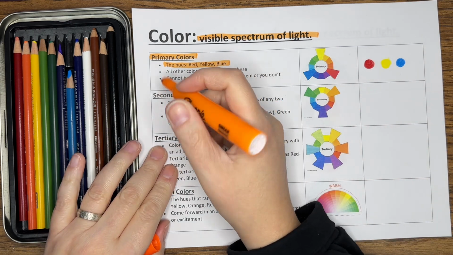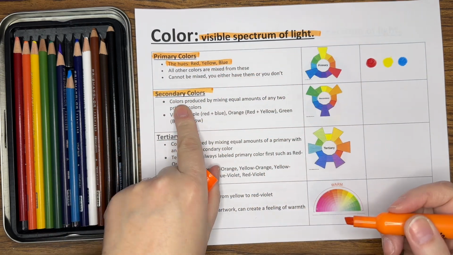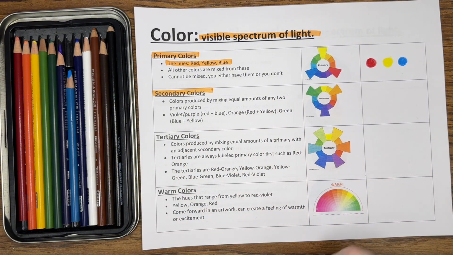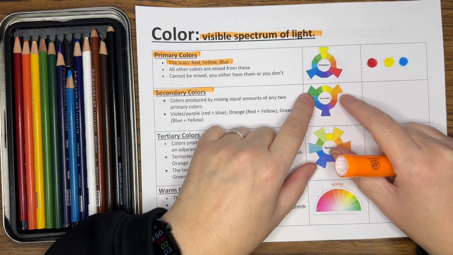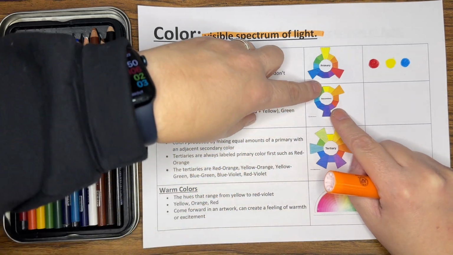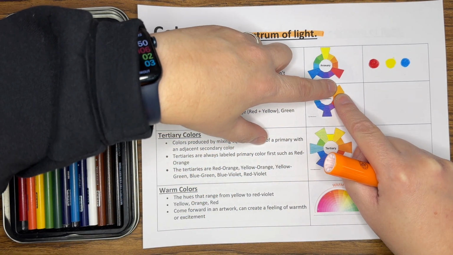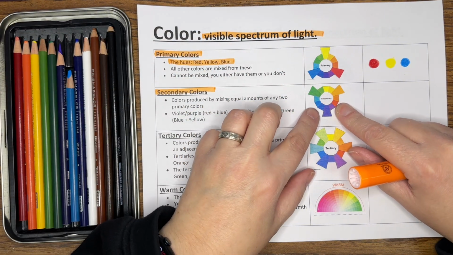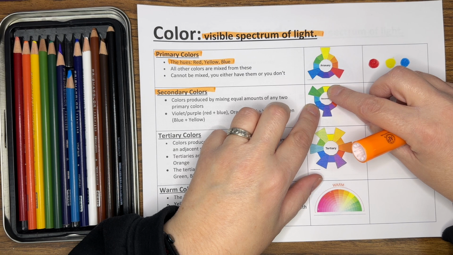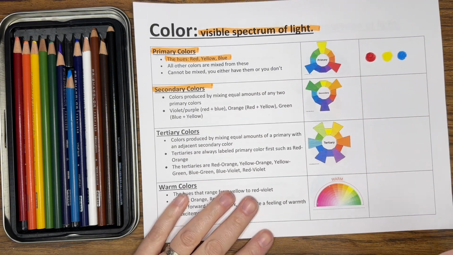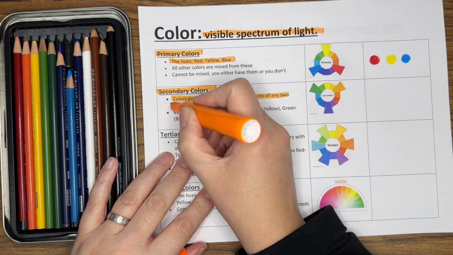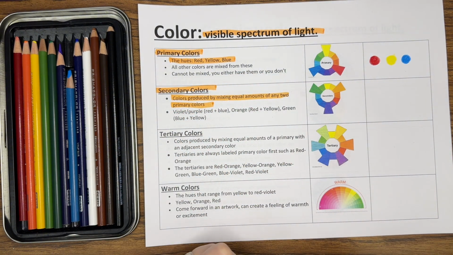So secondary colors are colors produced by mixing equal amounts of any two primary colors. On a color wheel, the primary colors are yellow, red, and blue. If you mix yellow and red together, you get orange. If you mix red and blue together, you get purple. And if you mix yellow and blue together, you get green. Okay. So colors produced by mixing equal amounts of any two primary colors.